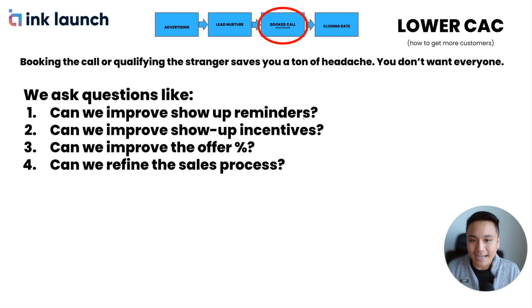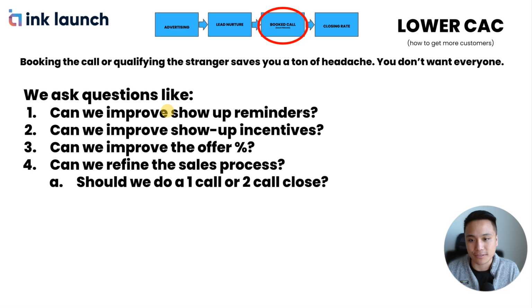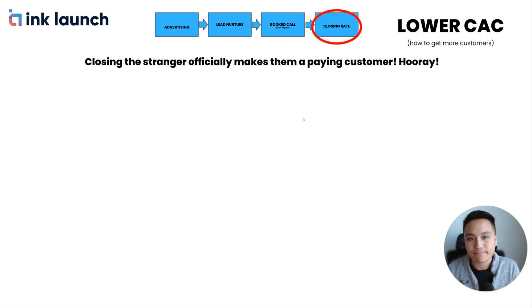But the questions that we ask ourselves are, do we have any show-up reminders to get these guys to even show up to the booked call? More often than not, the issue we run into at first is getting people to show up to the call. How can we get them excited to show up to the call? And that's what we fix first. Next, depending on your business and who you're trying to sell to, we look at, should this be a 1-call close or a 2-call close?